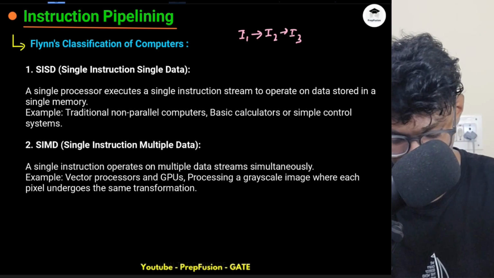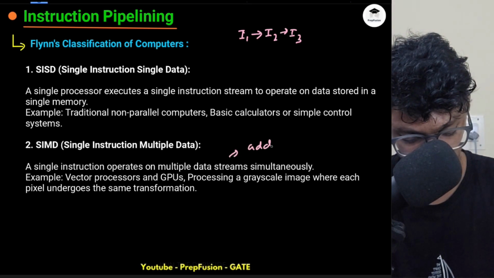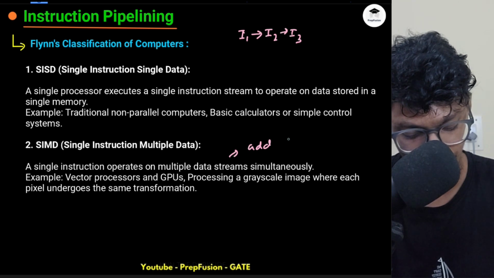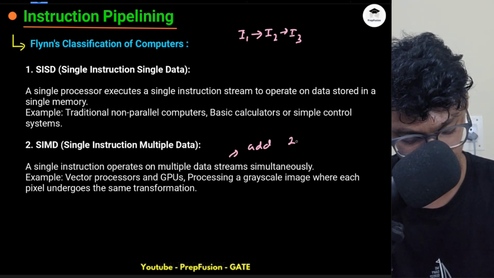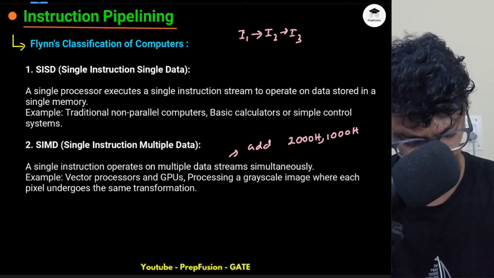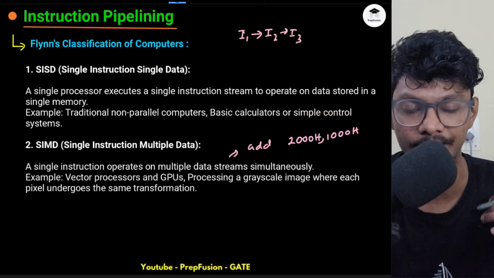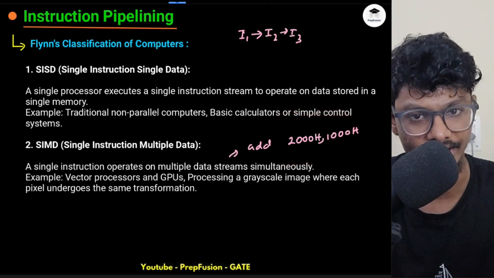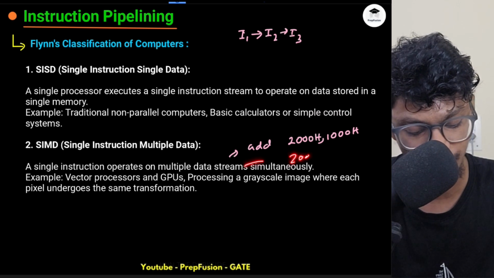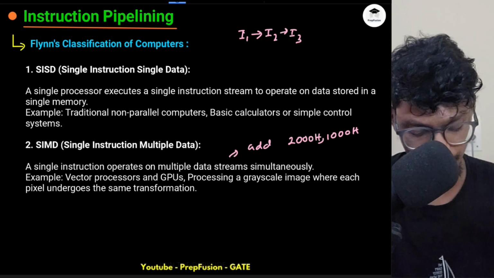Let's say add A B. Okay, I have add A B here, or add like 2000 each, and 1000 each. And after every instruction, this address is getting incremented by 1. These are all addresses. Go to this memory location and add the operands. So then the next instruction will be 2001 each plus 1001. So I can actually do this.